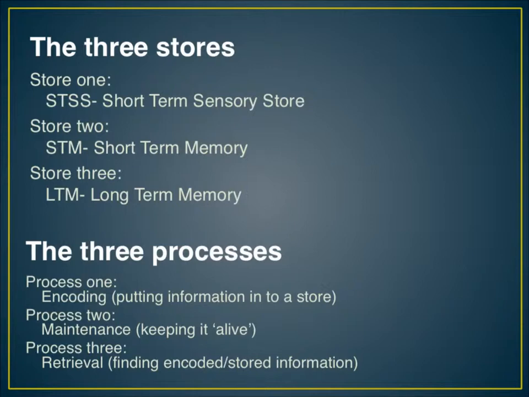So there are 3 processes that also occur within these stores. Process number 1 is encoding, which means putting information into a store or storing that information. Process 2 is maintenance, or keeping it alive. This is one of the most important ones, because in terms of encoding, I only encode information that is kept alive, i.e. it remains relevant. Our final one is retrieval, so finding that encoded or stored information and retrieving it to another part of our memory to allow us to use our experience or a skill or motor program that we have remembered within part of our memory.